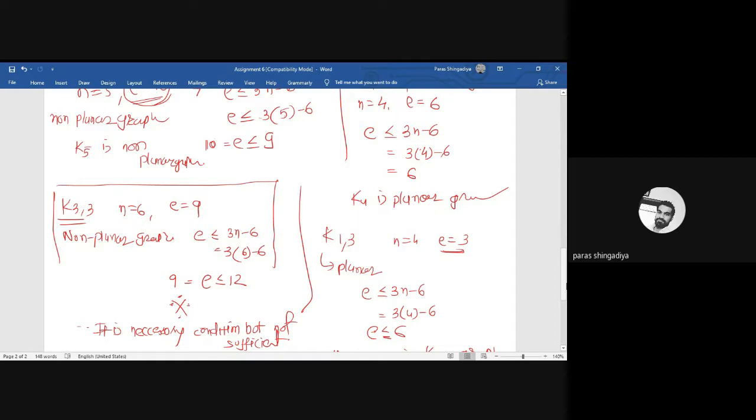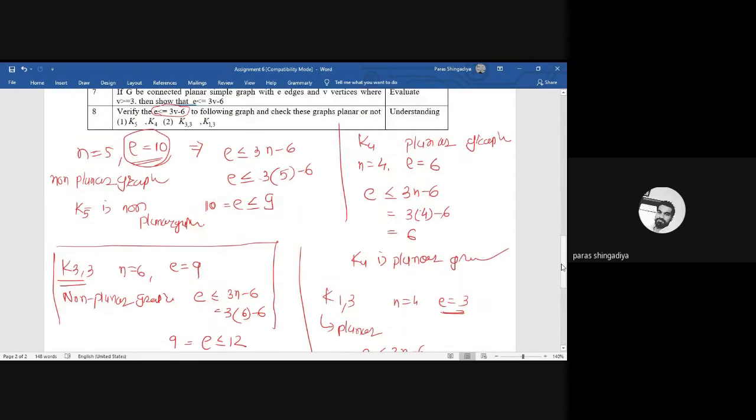In this K5 you can verify why it is non-planar, because 9 edges should be there for the 5 vertices, and here there are 10 edges. So in that case it is non-planar. In this K4, how many edges should be there? 6 edges should be there. And how many edges are in the K4? 6 edges are there. So therefore it is planar.